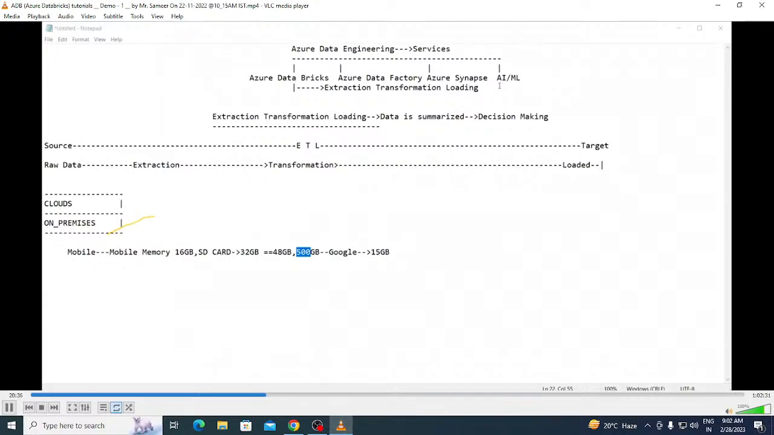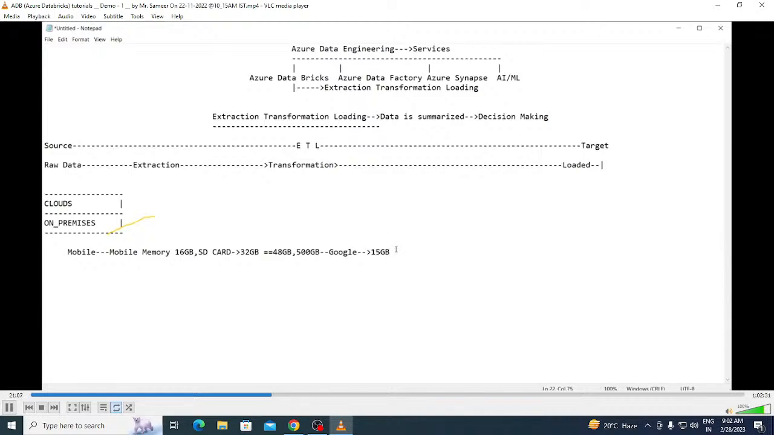My question is that my mobile memory already has 16 GB. And I have installed an SD card which has 32 GB. Totally, both memories amount to 48 GB. But I have 500 GB more to be stored. So for that, I took the support of Google Drive. And Google Drive is providing only 15 GB. What is the alternative for me now?